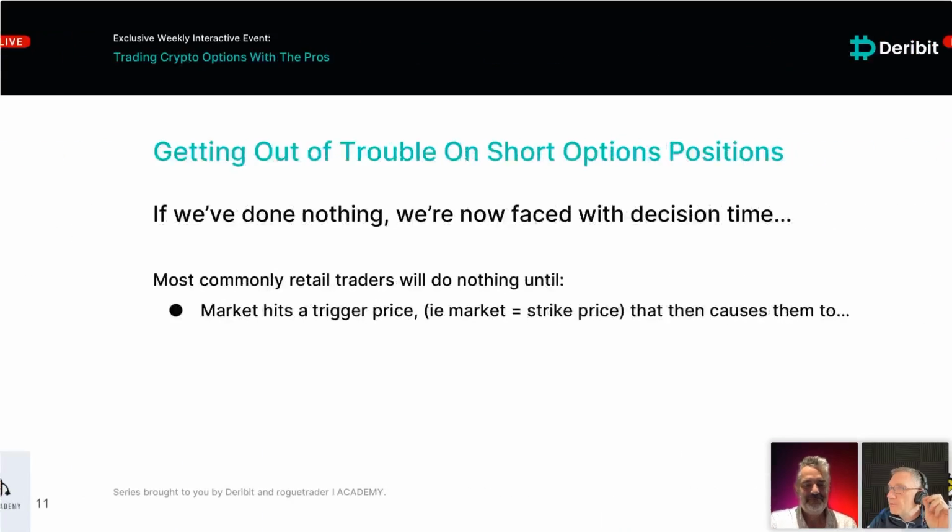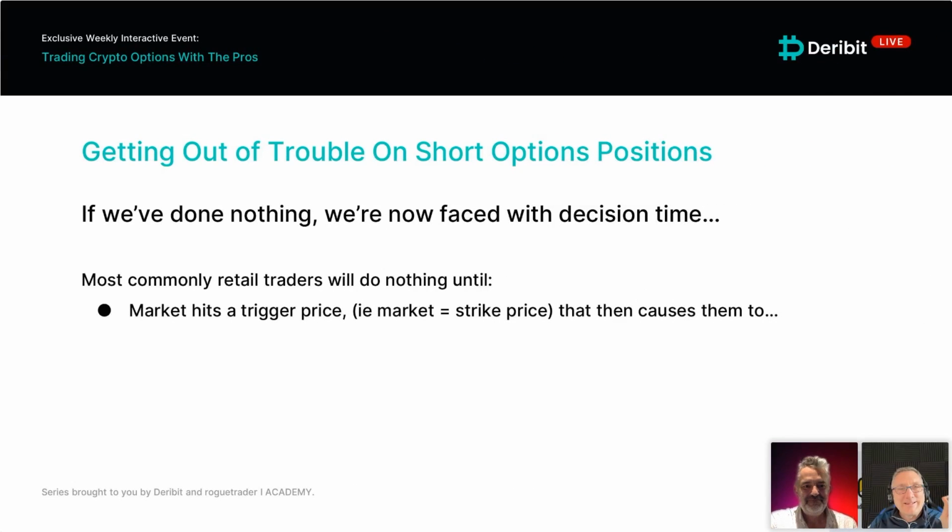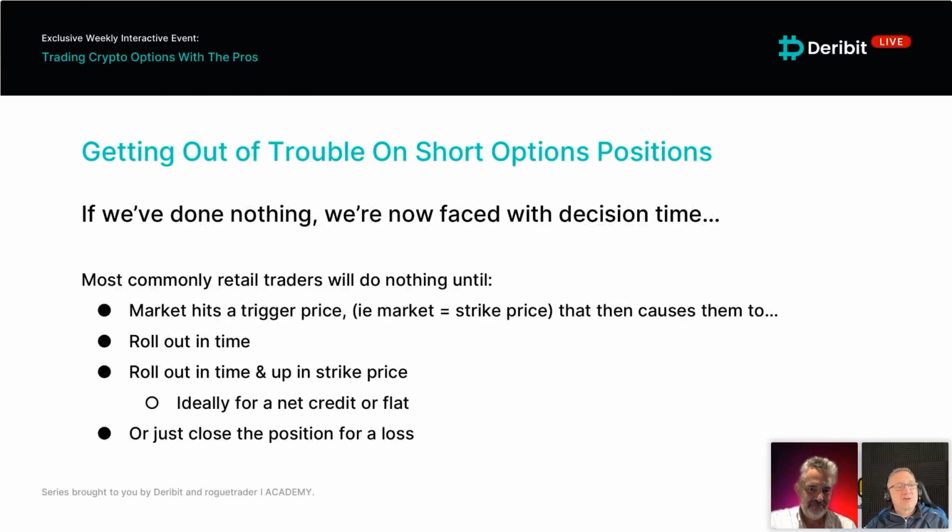Most commonly, retail traders are going to sit on their hands until something happens, a specific event happens, and the market hits a trigger price, usually that short strike price, or comes within a range of it. Some people use the break even. I don't like that so much because now your option is in the money and it's harder to roll. But let's just say that you don't do anything until the market hits your short strike price. Well, what are you going to do? You're going to roll that trade out, right?